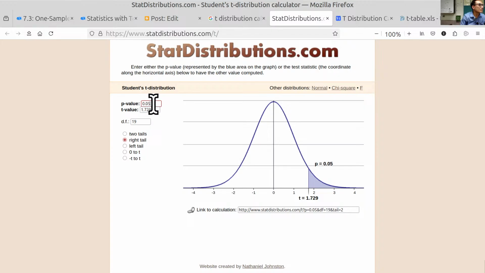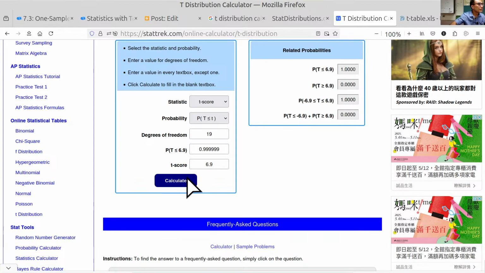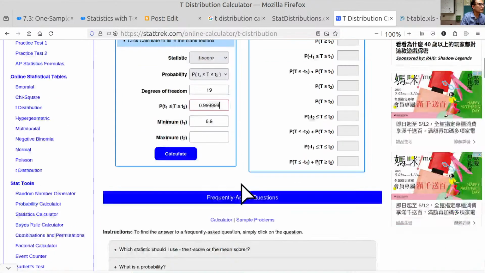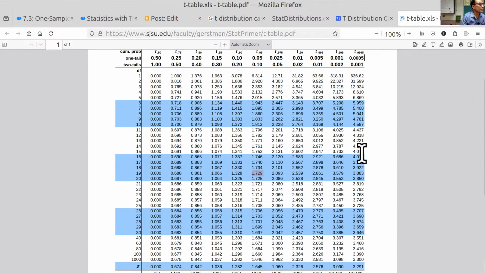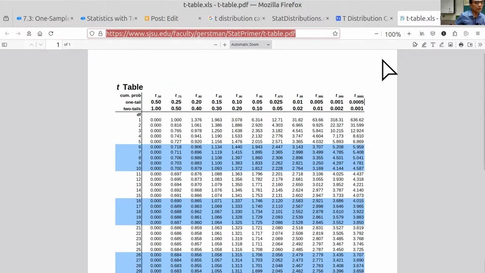Degree of freedom, 19. Let me find an appropriate one. Okay, here is another t-distribution table. Let me copy and paste it to you.